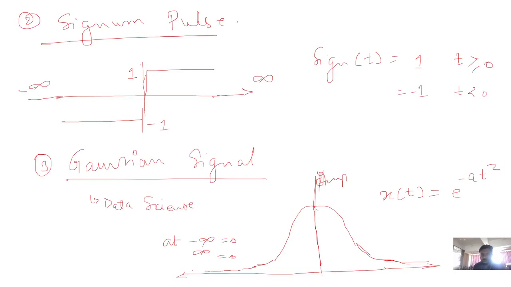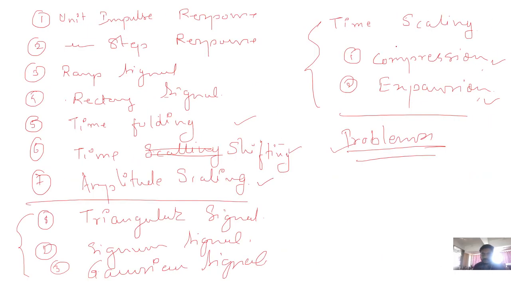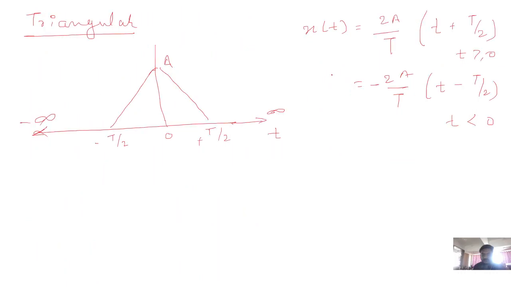As I told you, I'm going to introduce another operation for you. In fact, this operation has two parts, that is compression and expansion. So totally we have five operations on the signal. Out of these we will see these two, which are the last two operations we are going to see.